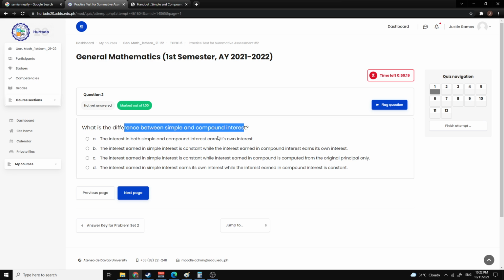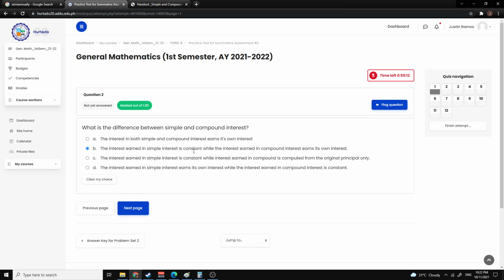So the difference between simple and compound interest. The difference between both is that the interest earned in simple interest is constant. It's never changing. If your interest is $3 per year, then it's going to continue to be $3. However, when it's compound interest, there's going to be a constant change in the interest that you earn. That is the difference between simple interest and compound interest.